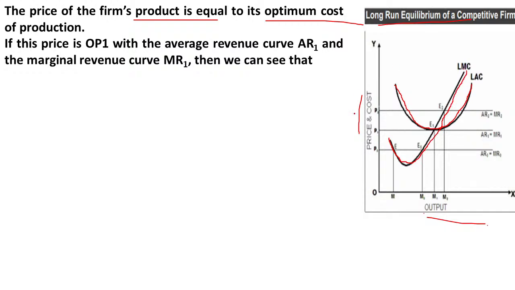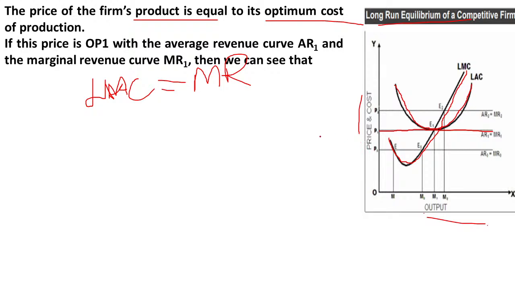So LAC, LMC, and here also the conditions are the same. LMC is equal to LMR; marginal cost is equal to marginal revenue, and the marginal cost curve must cut the MR curve from below. Here we have drawn three MR curves. This is the MR1 curve, this is the MR2 curve, and this is the MR3 curve. So three MR curves we have drawn here.